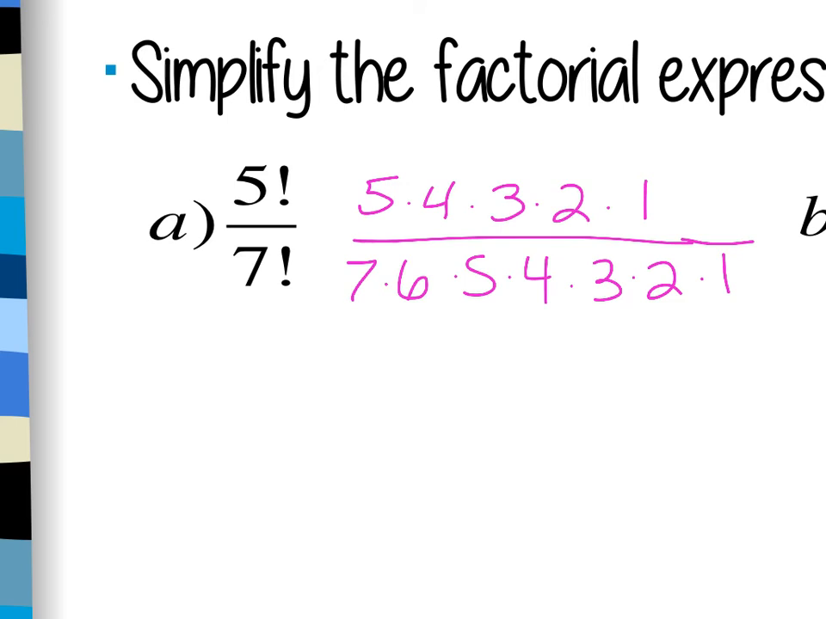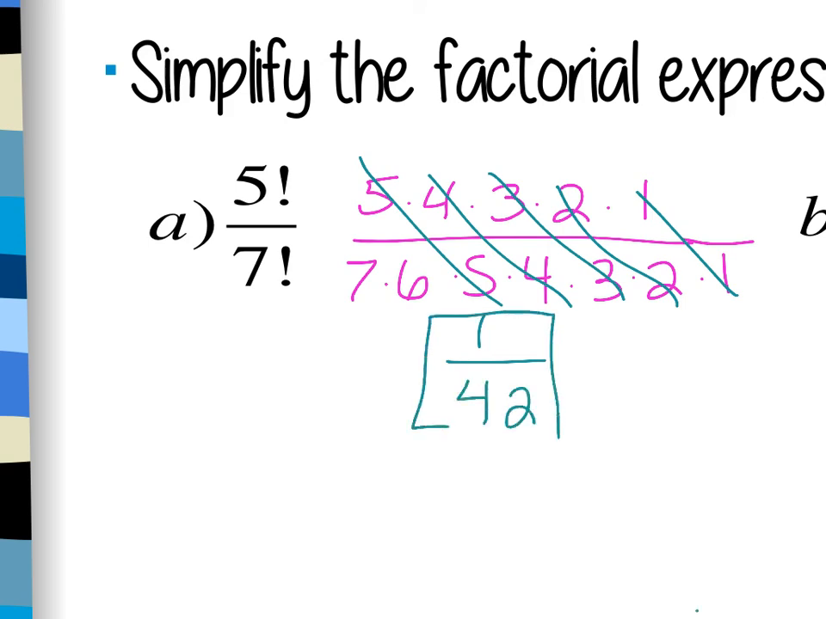So I can say they both have a 1, they both have a 2, they both have a 3, they both have a 4, they both have a 5. What's left in my numerator is 1. What's left in my denominator is 7 and 6, or 42. Obviously, a heck of a lot faster to do it that way, right?